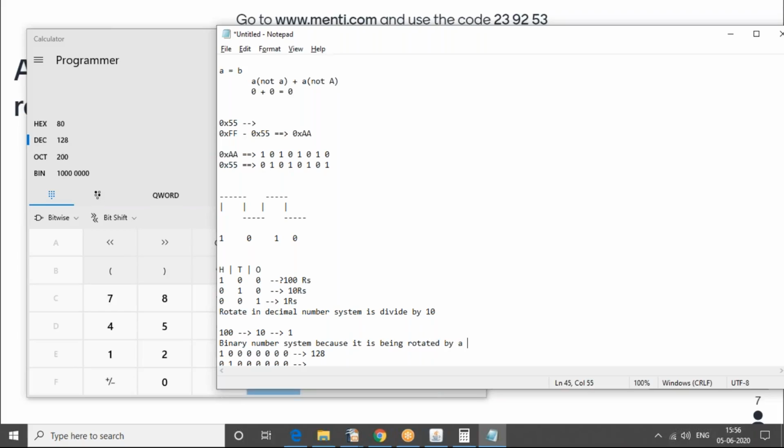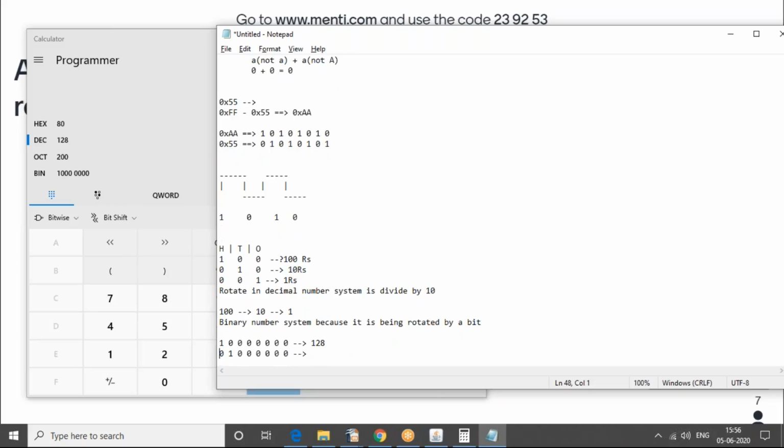Because it's being rotated by a bit. Even though we look at the number in hexadecimal or decimal or whatever equivalent, what we are doing is rotating by a bit. A bit is a binary equivalent. So when you rotate it by 1, this has become now 64.